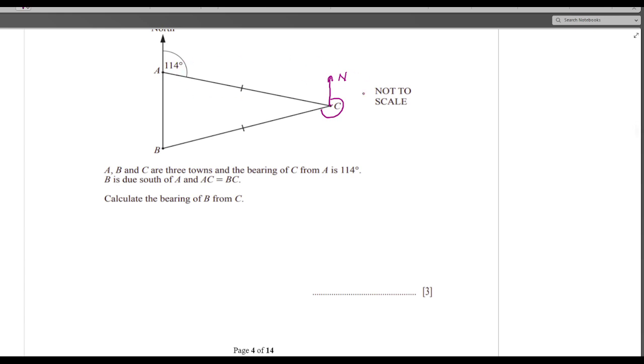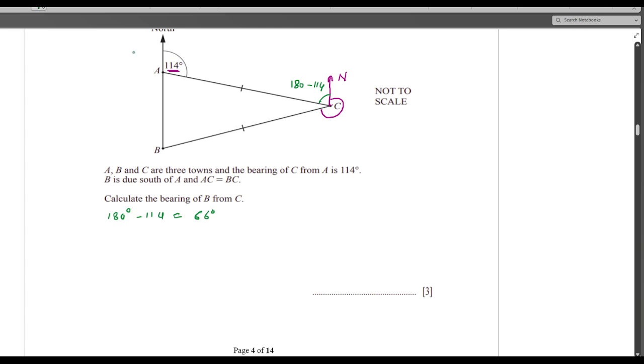Here it is 114. So first, this angle is going to be 180 minus 114, which will give you 66 degrees. Then this other angle is also going to be 180 minus 114, which is 66 degrees.